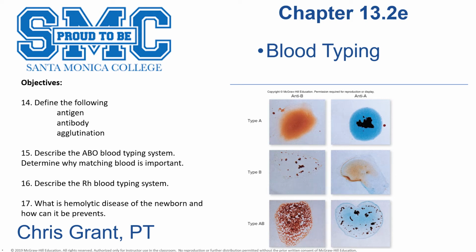All right, now we're going to get to do something fun and a little bit more practical. We're going to talk about blood typing and why it's so important to match blood, especially when people are in need of blood. To do that, though, we've got to have a couple definitions. I'm going to want you to be able to define what an antigen is versus an antibody and the process of agglutination. We're going to look at these two systems, the ABO system and the RH system.